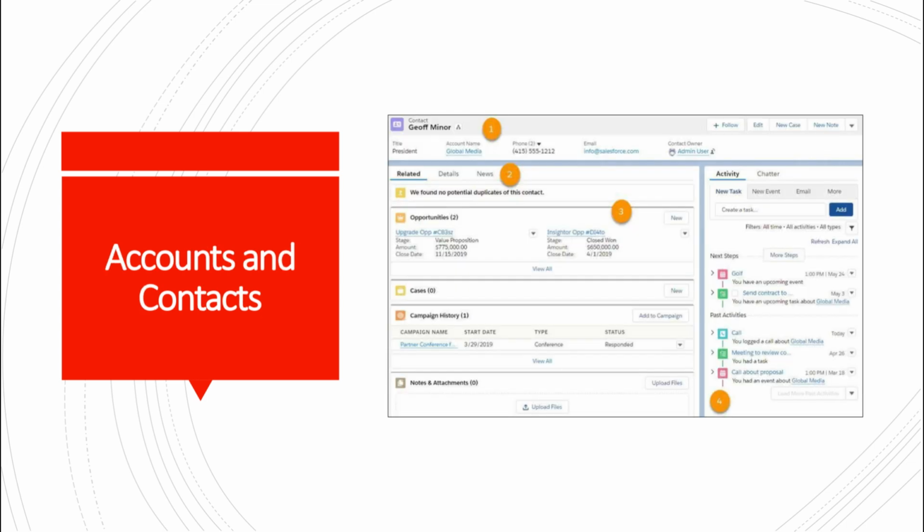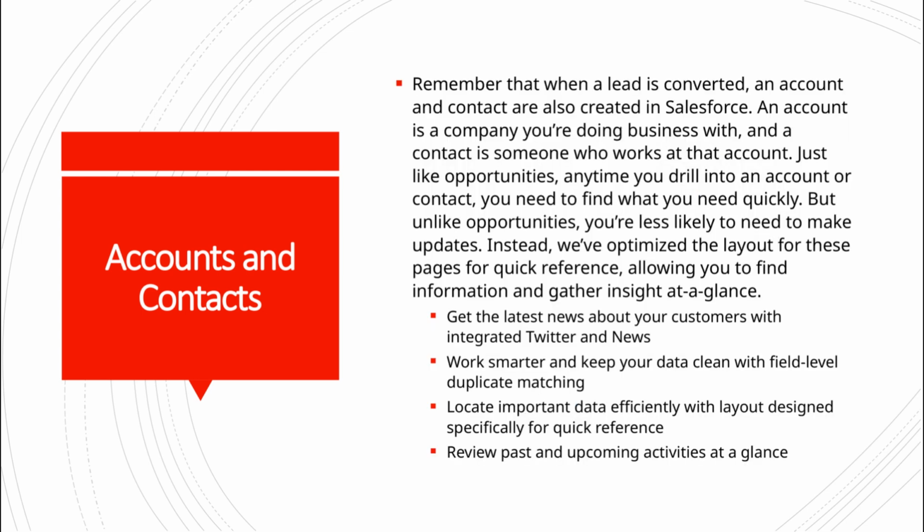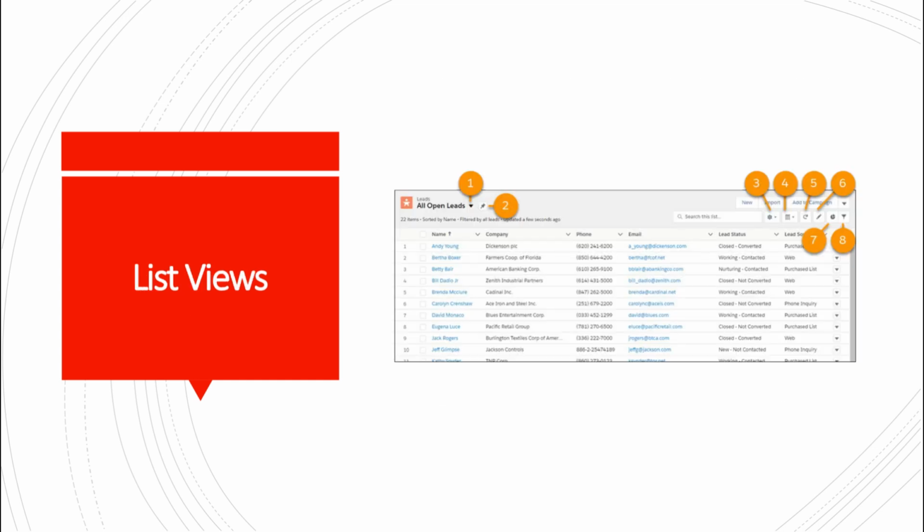Of course, every deal is tied to people and companies, which brings us to accounts and contacts. When you convert a lead, Salesforce automatically sets up an account for the company and a contact for the person. These pages are optimized for quick reference. Unlike the Opportunity Workspace where you're constantly updating stages, these pages are about gathering insights. You can see integrated news feeds, check past interactions at a glance, and trust that the data is clean thanks to built-in duplicate matching.